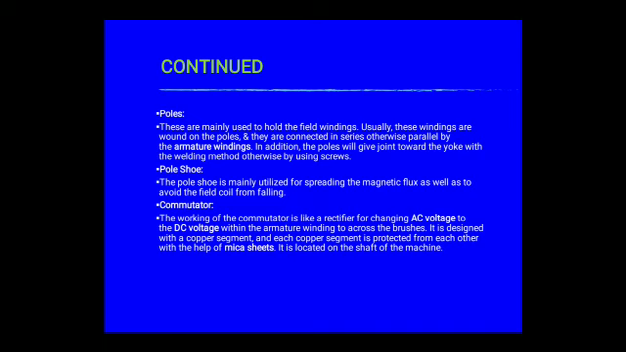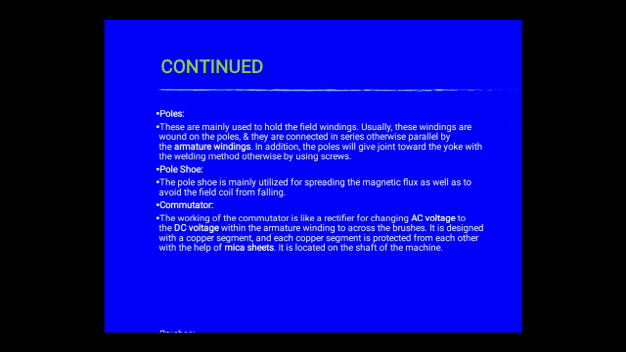So it acts as a rectifier. That means it converts the alternating induced EMF to direct current with the help of commutation. The process is known as commutation.